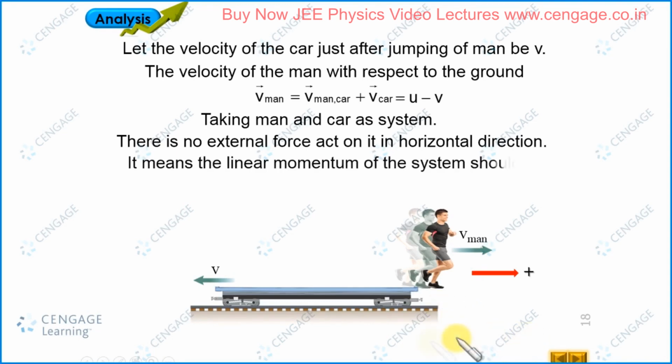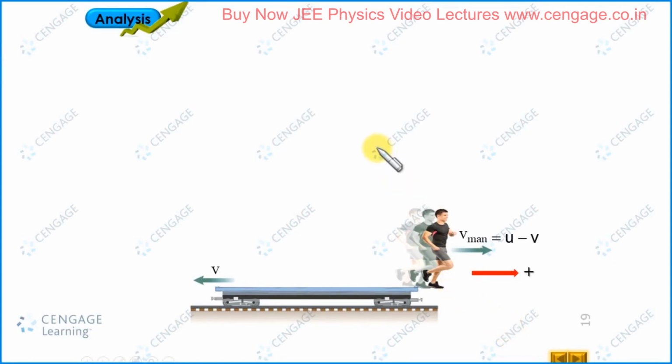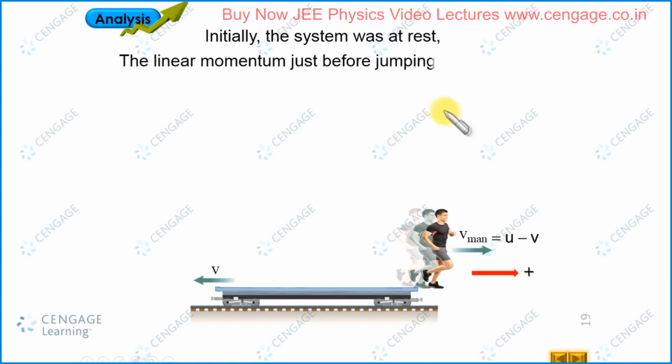Now we know the system is initially at rest. If the system is initially at rest, that means the initial linear momentum of the system, P initial, is equal to 0, right? And according to the linear momentum conservation principle, the linear momentum of the system just after the jump should also be 0.